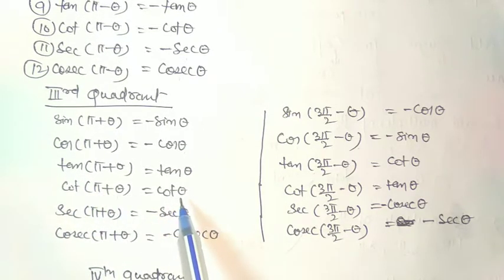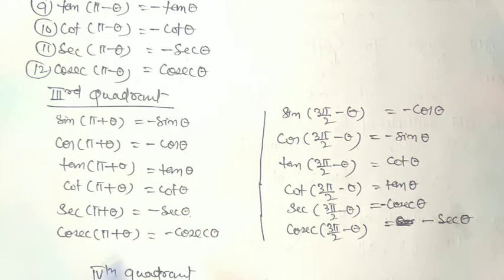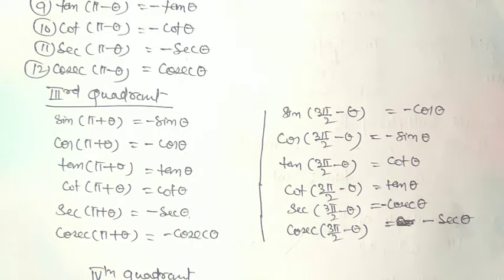Cot pi plus theta is cot theta. Cot is also positive in third quadrant. Sec pi plus theta is minus sec theta. Sec is negative in third quadrant. And cosec pi plus theta is minus cosec theta.